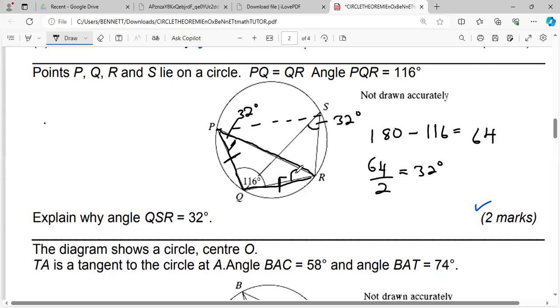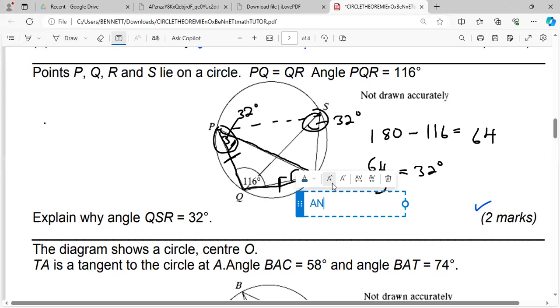Yeah. So once you prove that this is 32, that one here is equal to that one here, and it's proven. Because they asked you to explain why, we could give them that reason: angles in the same segment are equal. And we'll get 2 marks for that.